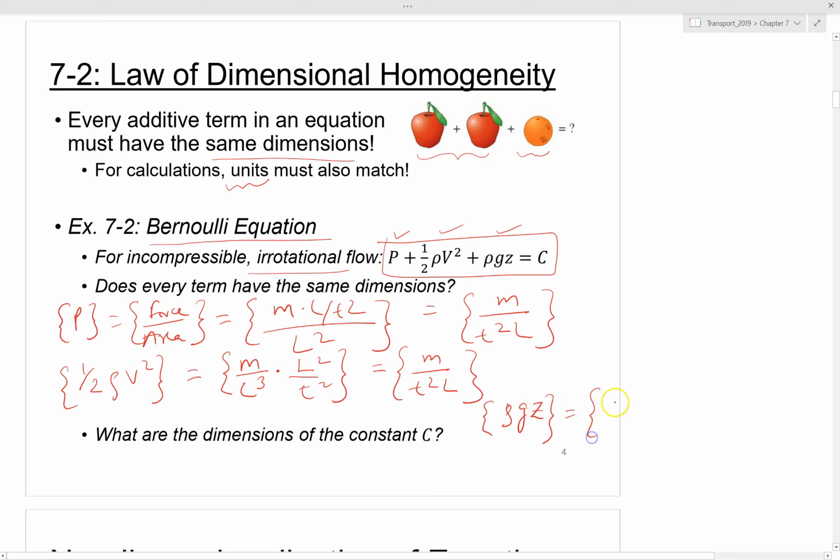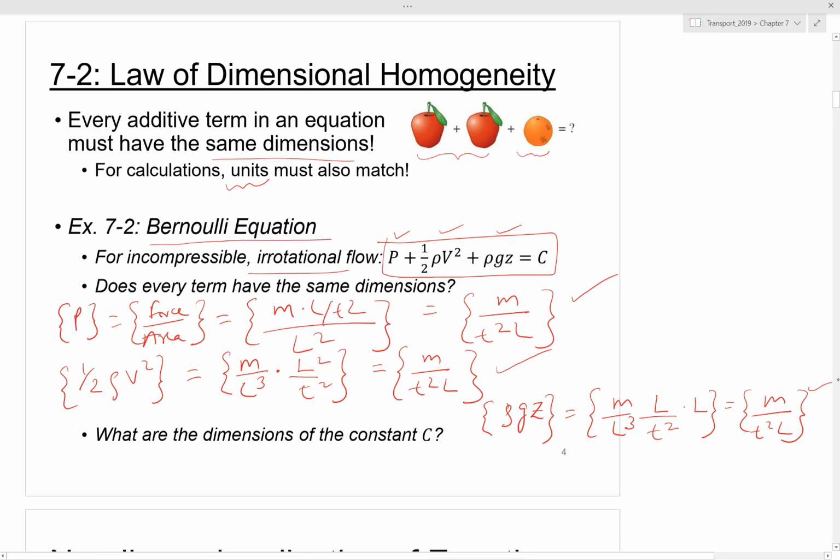Okay, so what about rho g z? Rho is again M over L cube. G is distance over time square, and z is just distance, which is L. So here in this case we have checked the dimensions, all three of them are same.